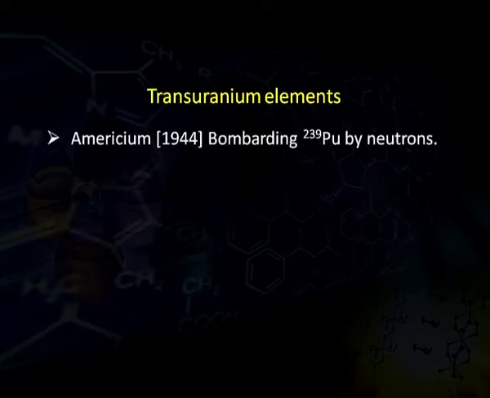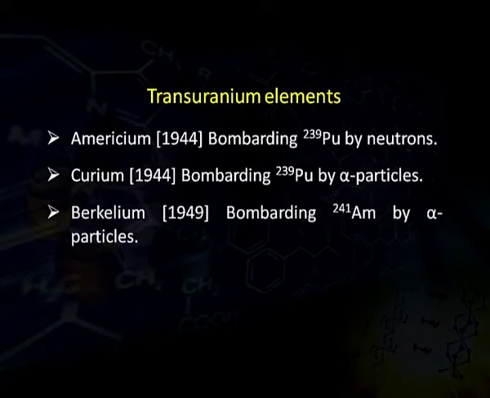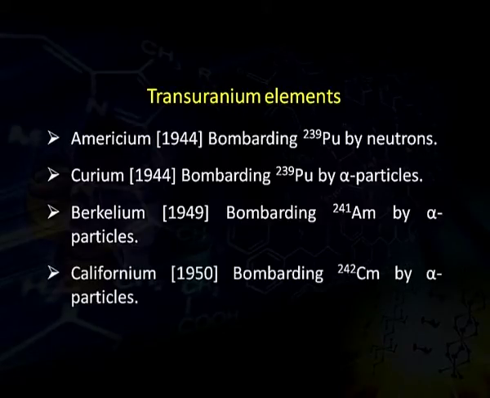Americium was discovered in 1944 by bombarding plutonium-239 with neutrons. In 1944 itself, curium was discovered by bombarding plutonium with alpha particles. Americium was discovered by neutrons bombarded on plutonium-239, while the bombardment of alpha particles caused the formation of curium. Berkelium was discovered in 1949 by bombarding americium-241 with alpha particles, and when alpha particles were bombarded on curium, it formed californium, which was prepared in 1950.